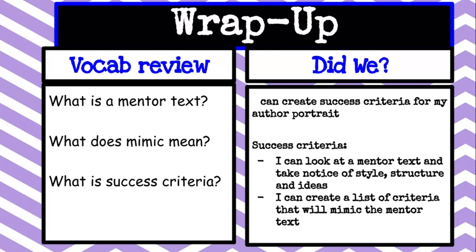So let's look over at the right box. Did we? I can create success criteria for my author portrait. I can look at a mentor text and take notice of style, structure, and ideas. We did that when we made our list. And then I can create a list of criteria that will mimic the mentor text. Yes, I created that list and we put the check boxes there. Okay, so we will work on actually making the author portrait tomorrow. Today, we just wanted to introduce it and look at what we needed to do to be successful.